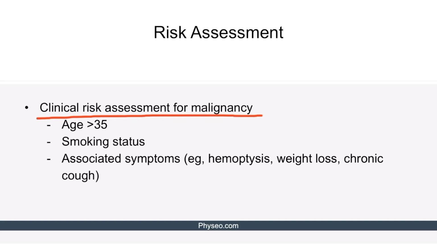Important features to consider include the age, smoking status, and the presence of symptoms. Patients older than 35 years of age, patients who are smokers, and patients with symptoms such as hemoptysis, unexplained weight loss, or chronic cough are considered to have a high risk of malignancy.